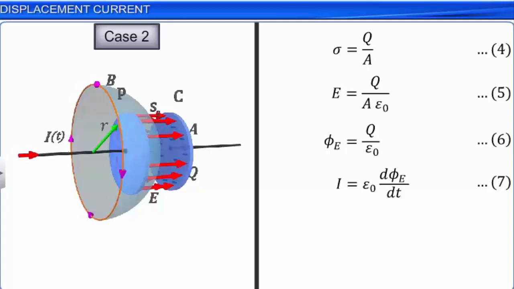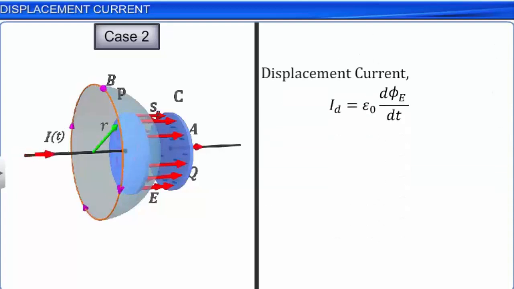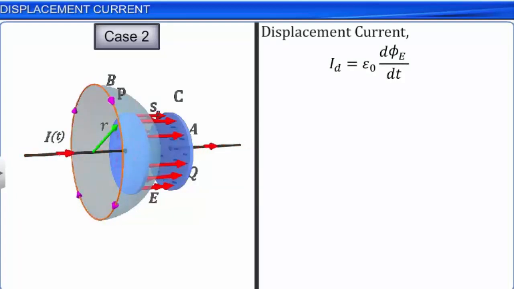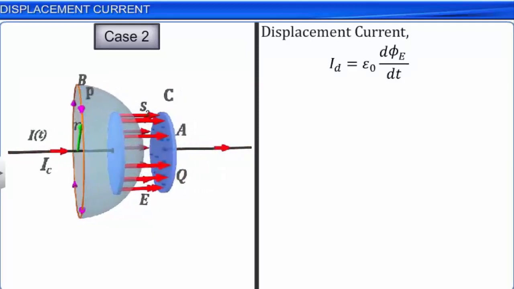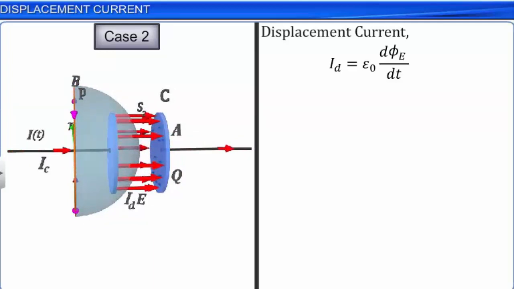Hence, Maxwell's generalization of Ampere's law is that the sources of magnetic field are both the current in the conductor due to the flow of charges, called conduction current, denoted by IC, and the displacement current due to the changing electric field between the plates of the capacitor. Thus, the total current enclosed by the surface S2 is the sum of the conduction current and displacement current, that is, I is equal to IC plus ID, which is equal to IC plus epsilon naught into d phi E by dt.